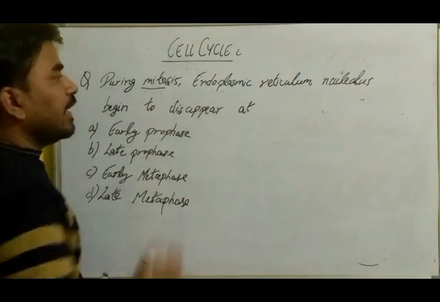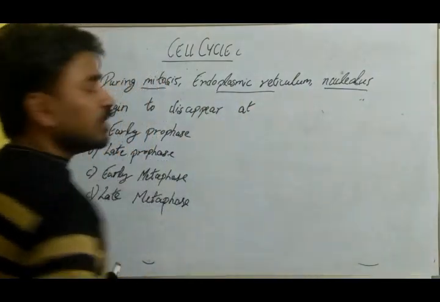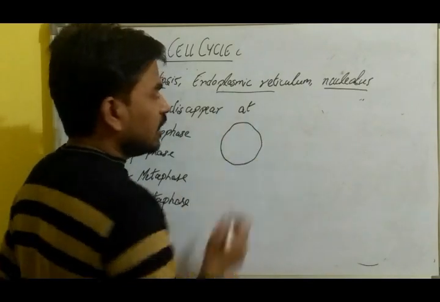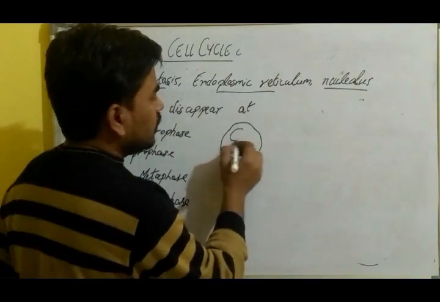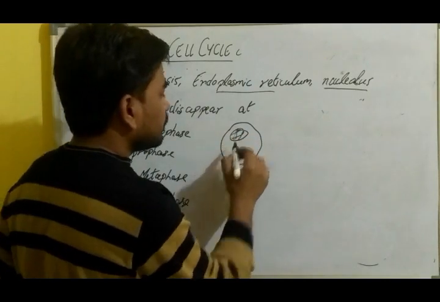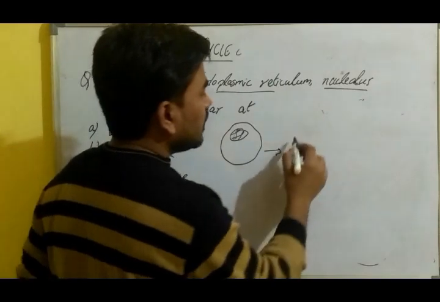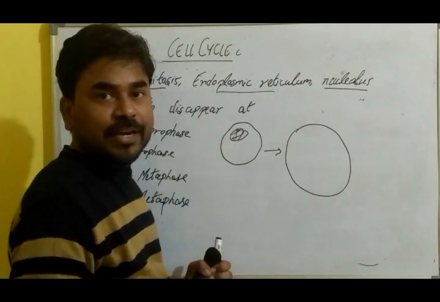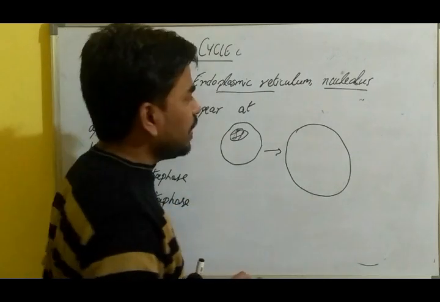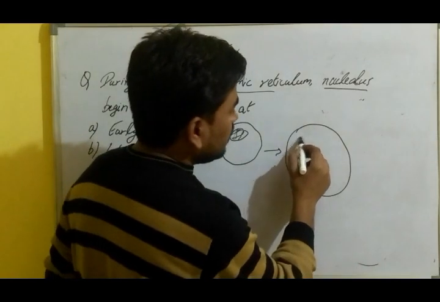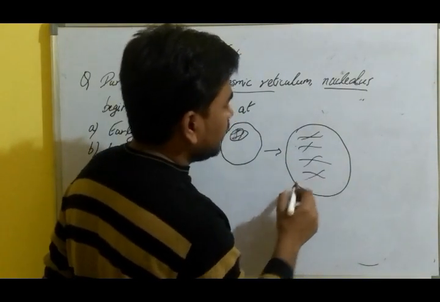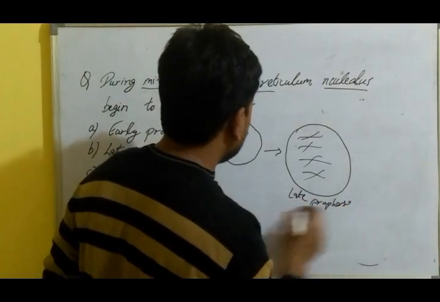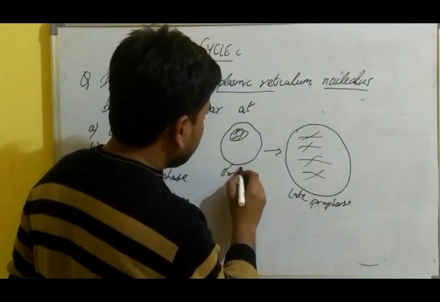So during mitosis, endoplasmic reticulum and nucleus will disappear. We have seen in the early prophase stage, in the nucleus, the DNA becomes more condensed, and in the late prophase, the nuclear membrane, endoplasmic reticulum, and nucleus start disappearing, and after that the chromosomes become free in the late prophase stage. This is early prophase stage.